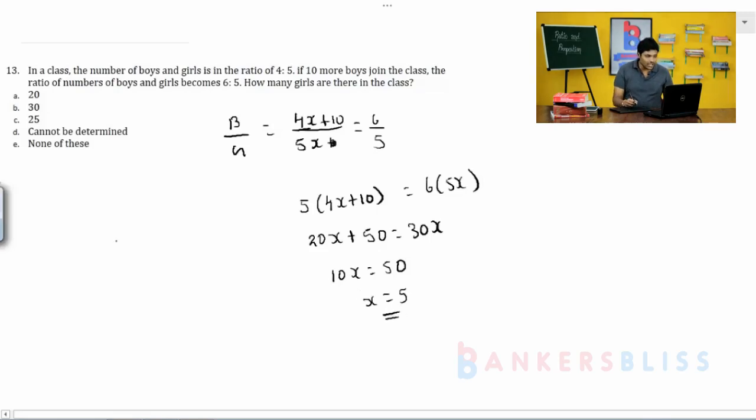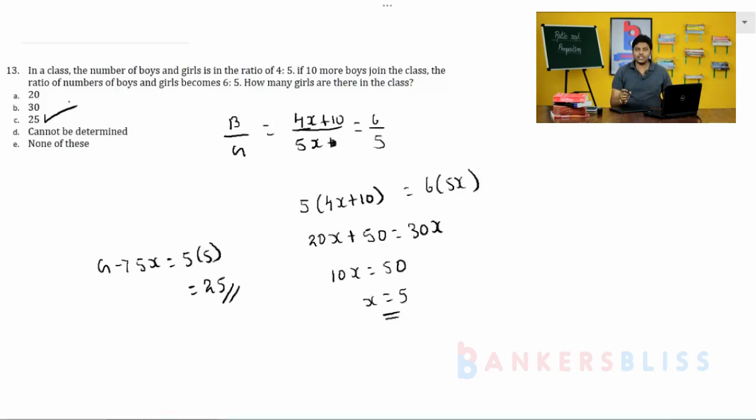But they are asking us to calculate the number of girls. So, number of girls is 5x, which is equal to 5 into 5, which is equal to 25. Option C is the right answer. Very simple to calculate. 5x, 5 into 5, which is equal to 25.